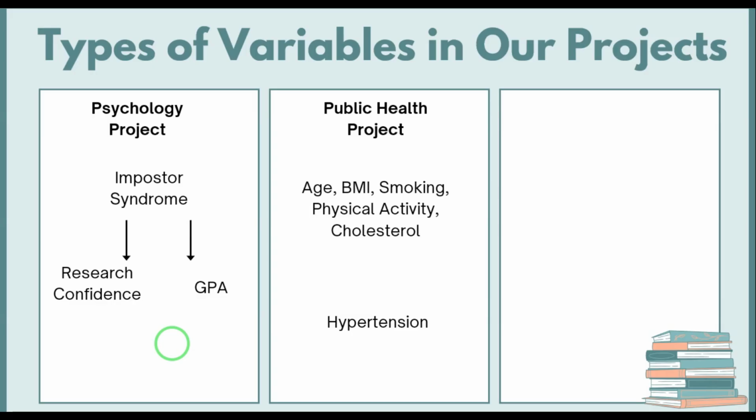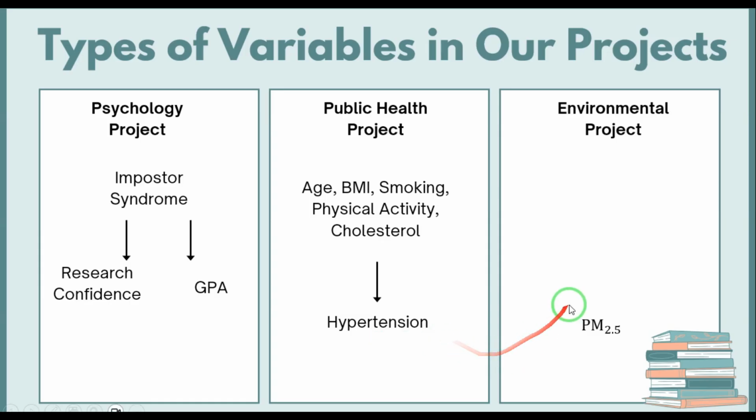Age, BMI, smoking status, physical activity, and cholesterol level are all potential predictors. So these are independent variables because they may help us explain the outcome. And on the other hand, hypertension is the dependent variable because it is the outcome being studied. It is dependent on those variables, and its change is important to us.